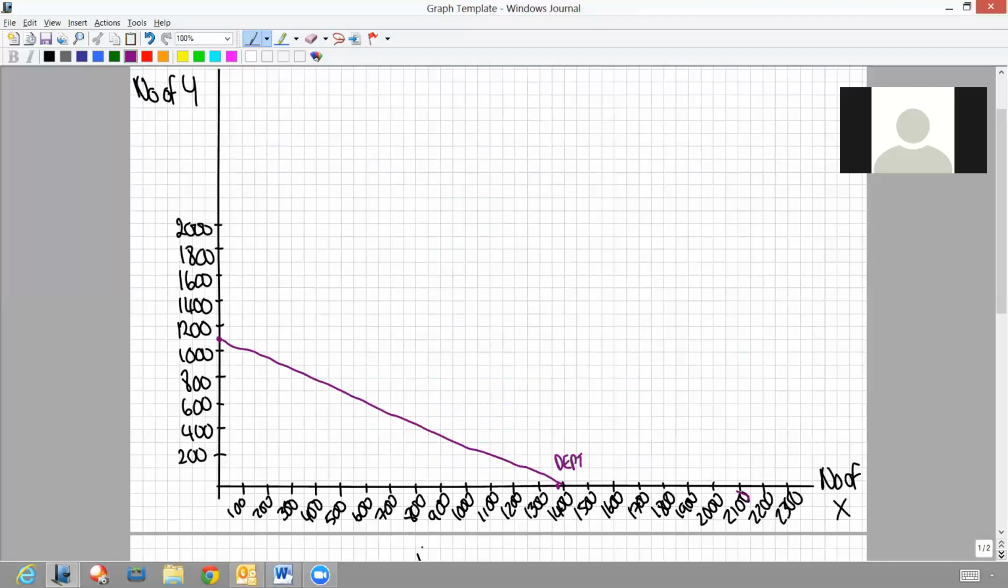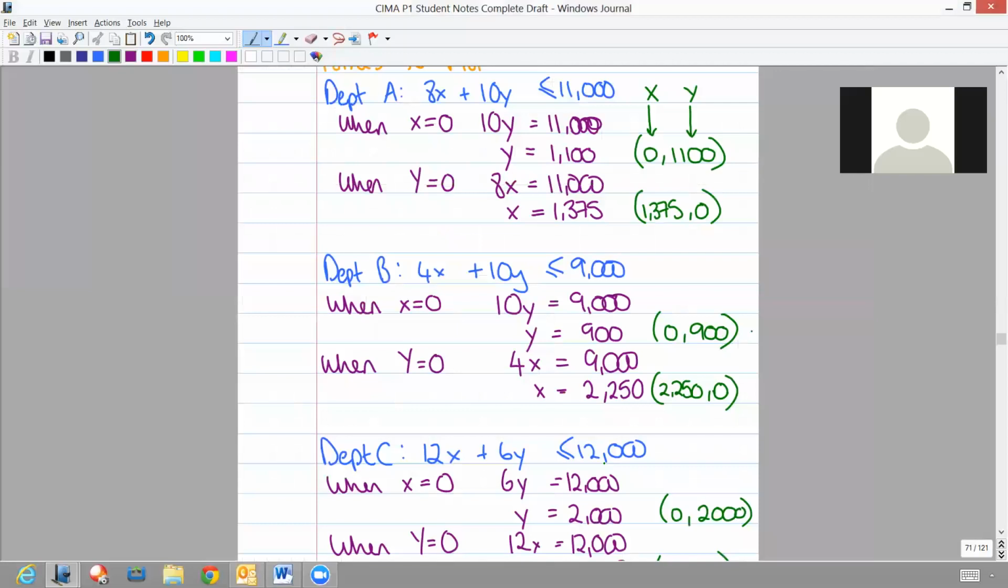And again, you need to label them. And that might be what you're asked to do in your objective test. They might put all these lines on a graph, and all you have to do is label them up. And so by understanding your coordinates, you can label appropriately.